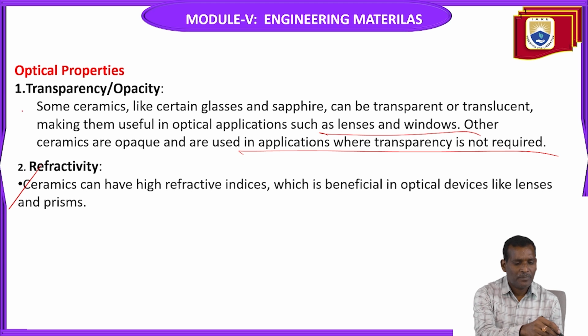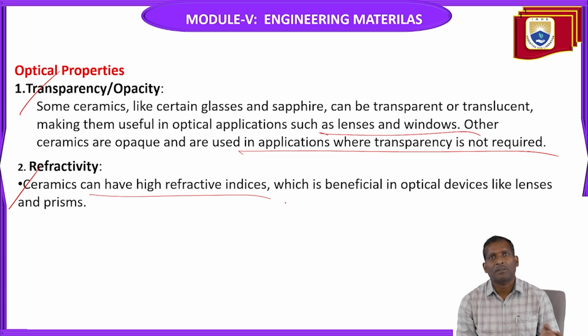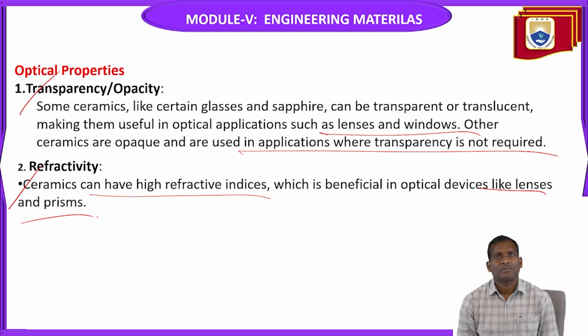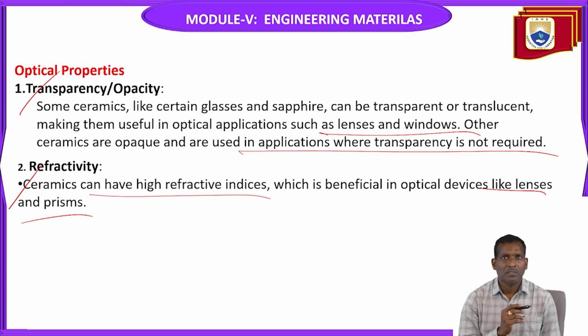Next, refractivity. Ceramics can have high refractive indices, which is beneficial in optical devices like lenses and prisms. So these materials have high refractive indices wherever the refractivity is required, like in prisms and lenses. This property is used, so that ceramics are used in lenses, prisms, and windows.